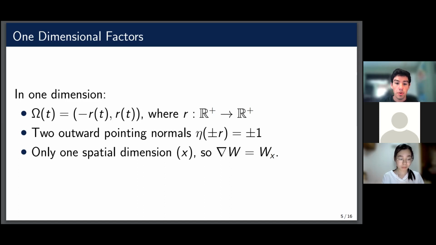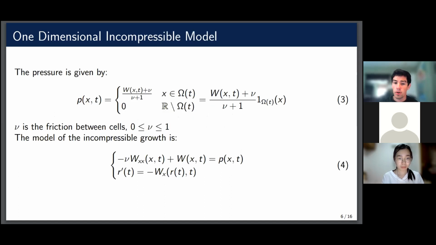And further, we only have one spatial dimension to consider, and so our gradient of w reduces simply down to the partial derivative of w with respect to x. Now that we have all of those considerations out of the way, we can work on changing our model from that n-dimensional type down to the one-dimensional type.